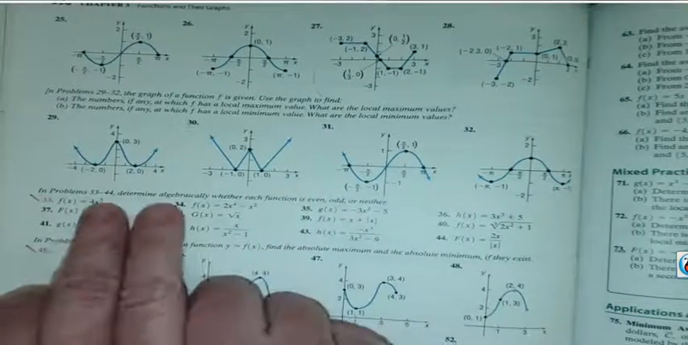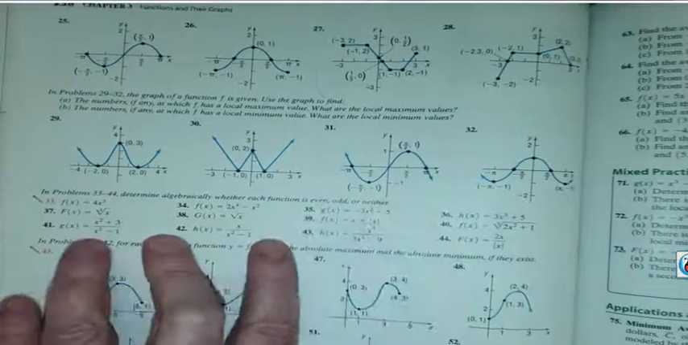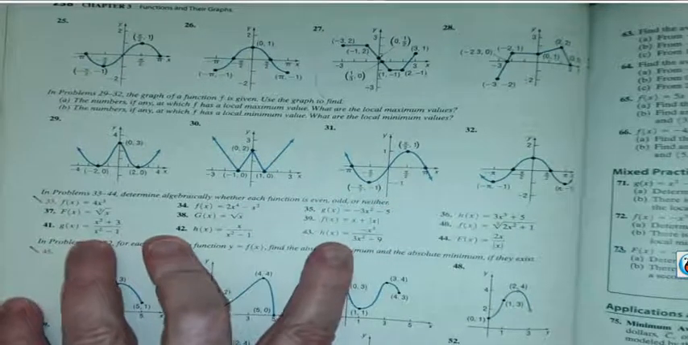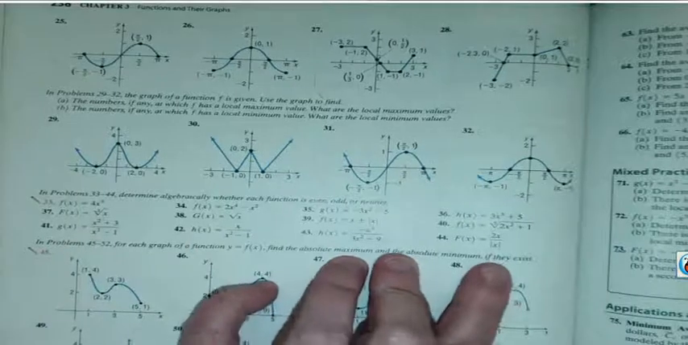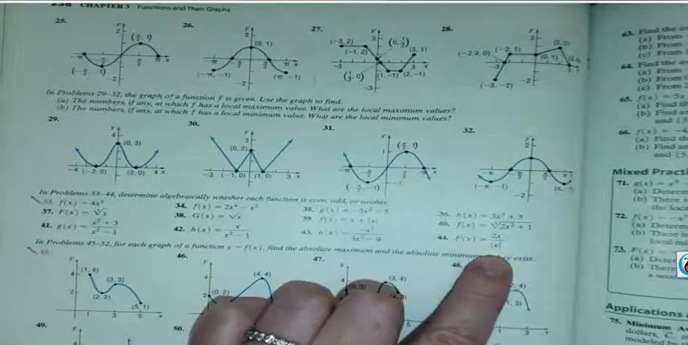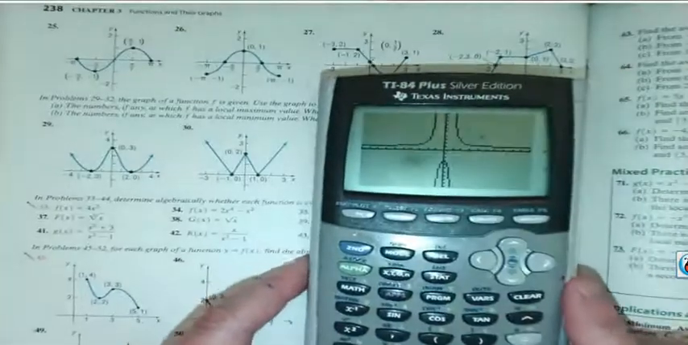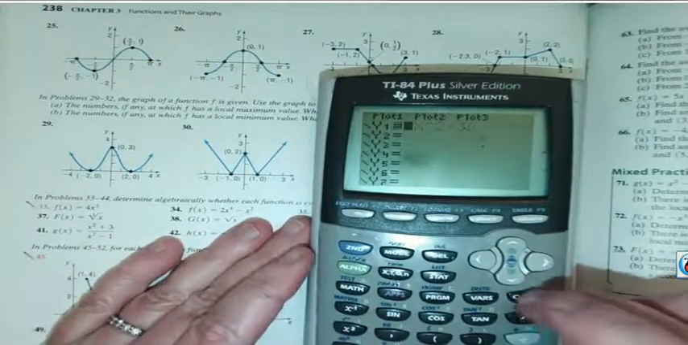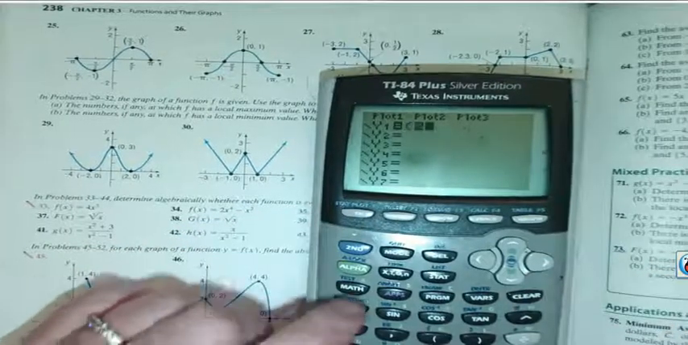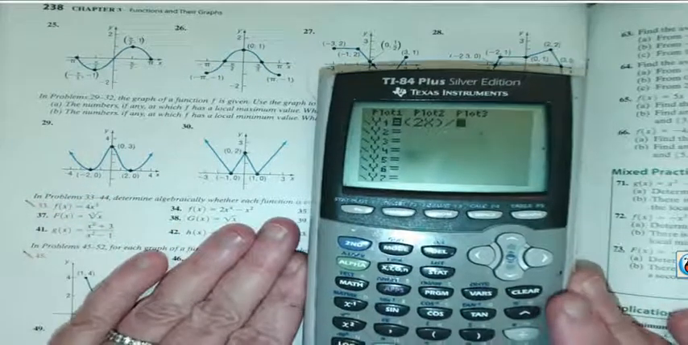Okay. Now, what about these? Determine whether they're even, odd, or neither. What do you do? Put them in your graphing calculator and look at the function. So let's look at number 44. 2x over absolute value of x. So 2x, I'll put that in parentheses, divided by the absolute value of x.